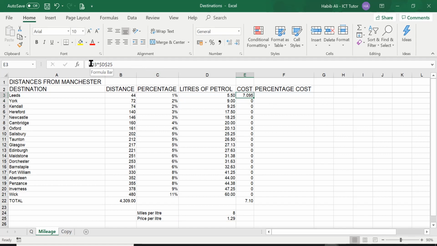Now let's have a quick look. So you can see there D3, we haven't used any $, so this is a relative reference, which means it will change to D4, then D5, then D6, etc. But this one is an absolute reference, so this one will not change, and it shouldn't, because we are using this cell to work out the cost for every single destination here. So I'm going to replicate and let's see if it works. There we are. It's working. Again, I'm just going to change this to 2 decimal places.